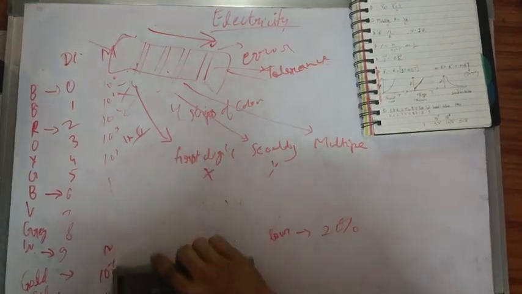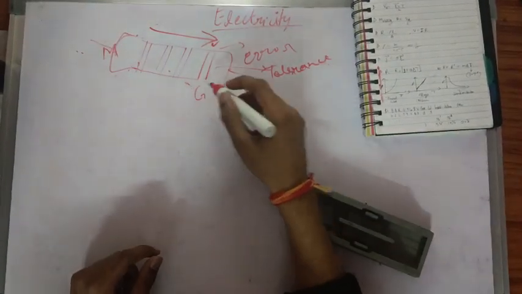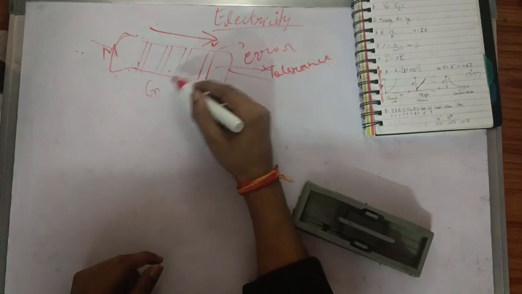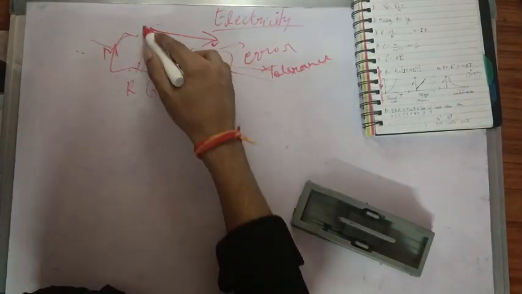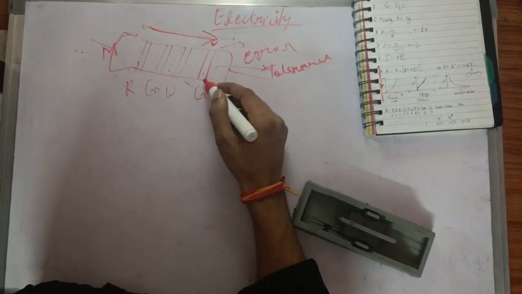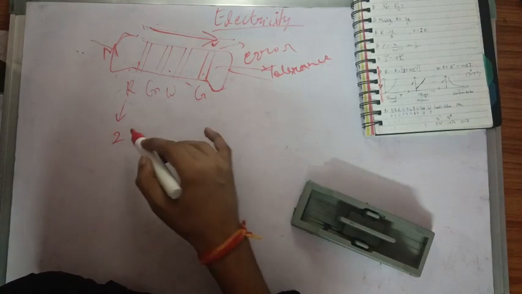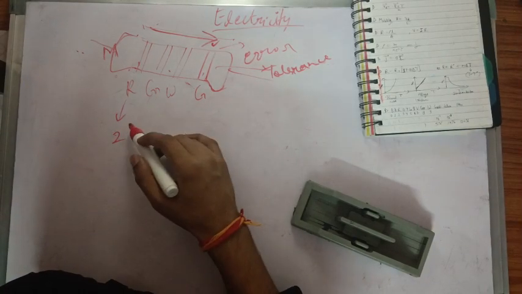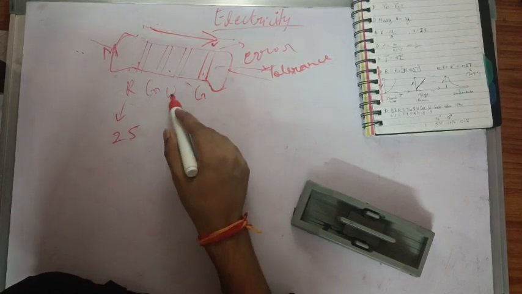Now let's take an example to understand how to read the color code. Let's say this is gold, this is green, this is white, and this is red. Then we will read the value of resistance. Since this is tolerance, we first have to read like this. This cannot give the first digit because it is for tolerance and multiplier only. So red means 2, this is green, which means 5, first digit, second digit, and white is a multiplier.